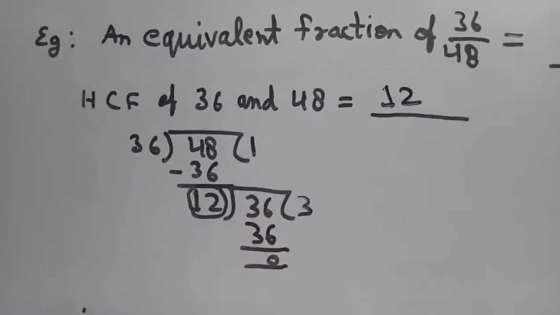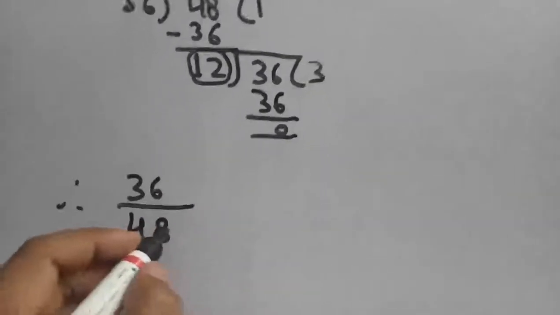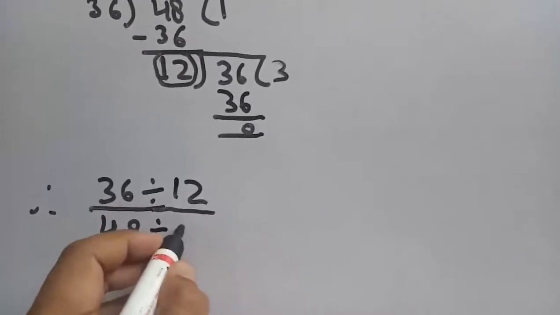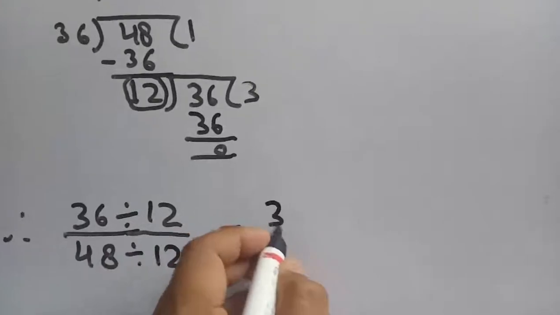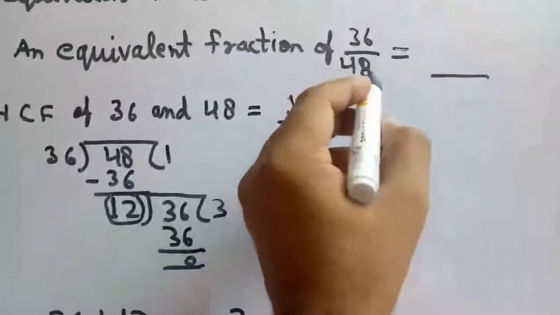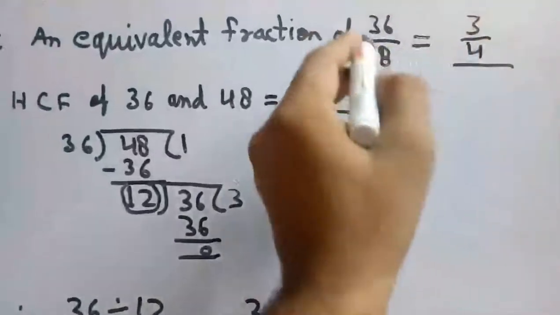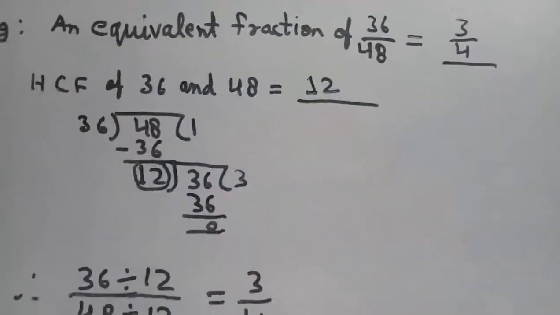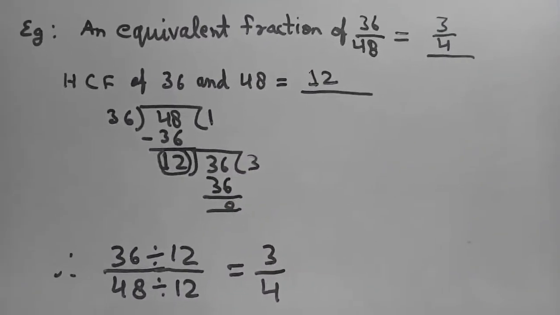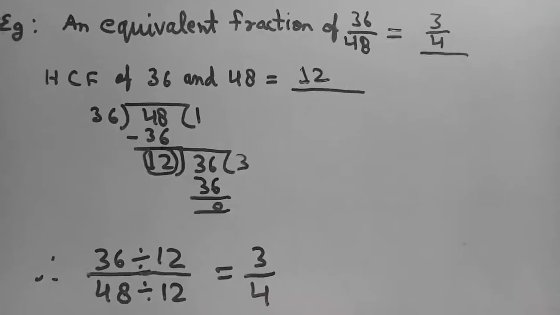So for this fraction 36 upon 48, numerator and denominator both are divided by 12. 12 3s are 36, 12 4s are 48. An equivalent fraction of 36 upon 48 is 3 upon 4. This is a smaller fraction than 36 upon 48. This is the division method. So student, I hope you understand both processes, by multiplication and division by the same number in numerator and denominator both.